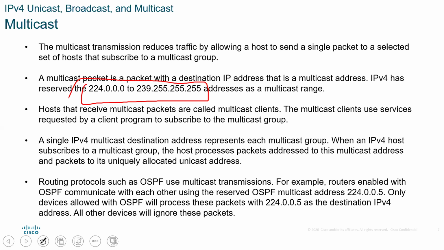Now, routing protocols such as OSPF use multicast transmissions. When I say OSPF, it is a particular type of routing protocol that dynamically populates your routing table. So OSPF stands for Open Shortest Path First. Okay, when we come to talk about routing, you will now hear a lot about OSPF.